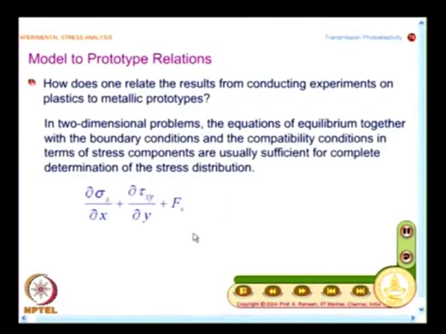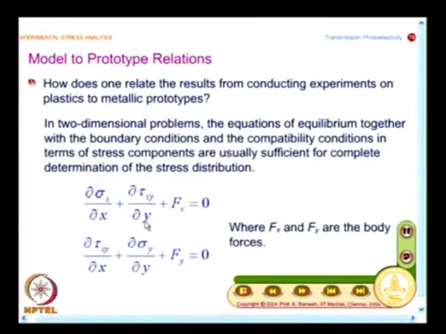And how does the equilibrium condition look like? The equilibrium condition is like this. You all know ∂σx/∂x + ∂τxy/∂y + fx = 0, where fx is the body force, and you have ∂τxy/∂x + ∂σy/∂y + fy = 0. I have used the equality τxy = τyx while writing this expression.